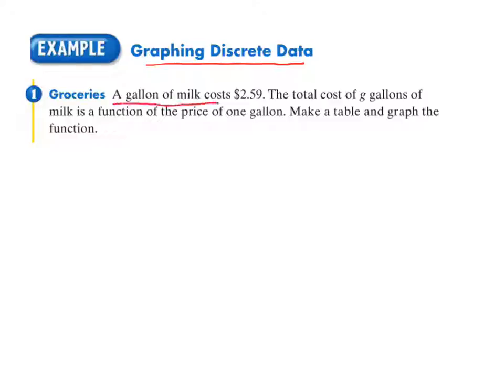A gallon of milk costs $2.59. The total cost of G gallons of milk is a function of the price of 1 gallon. The total cost of G gallons depends upon how many gallons of milk you buy. Make a table and graph the function. So each gallon costs how much? $2.59. So let's see how we graph this function.